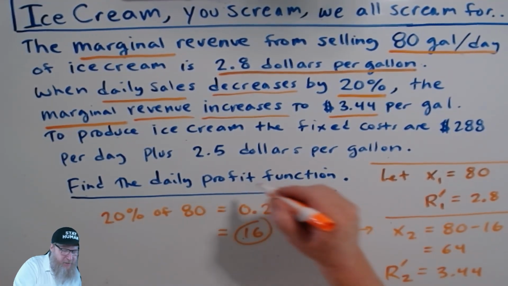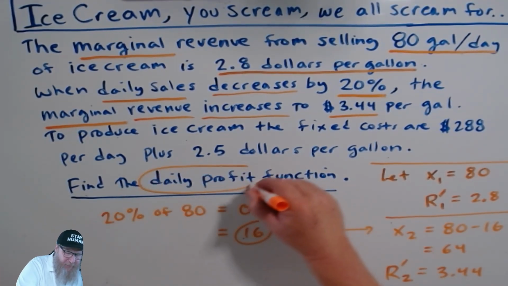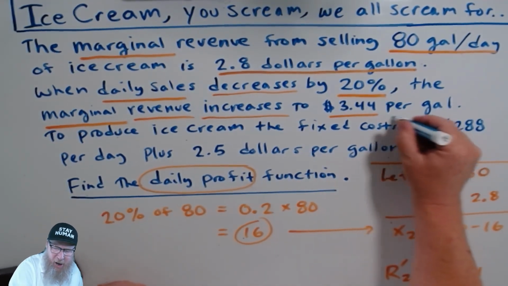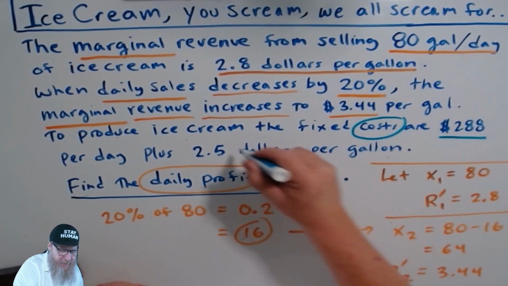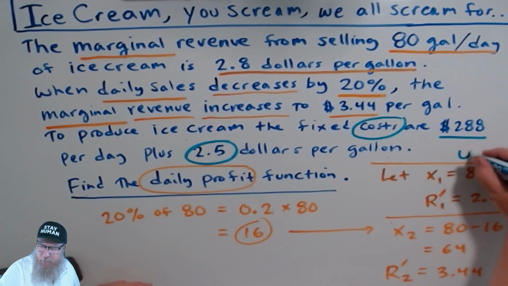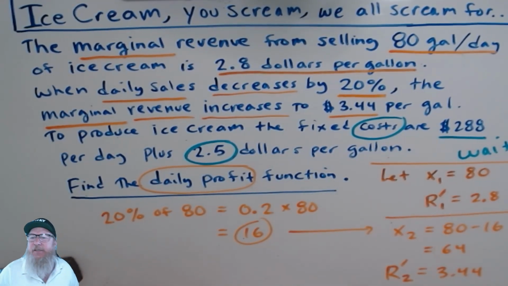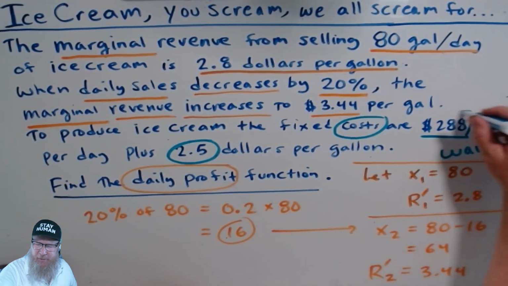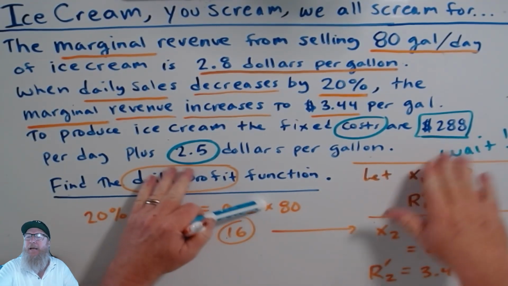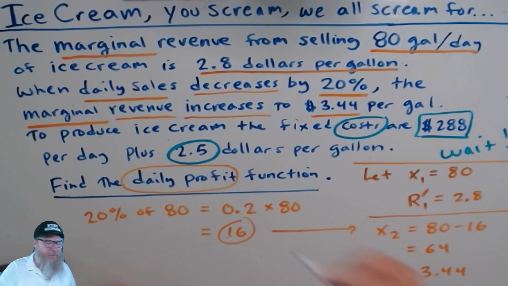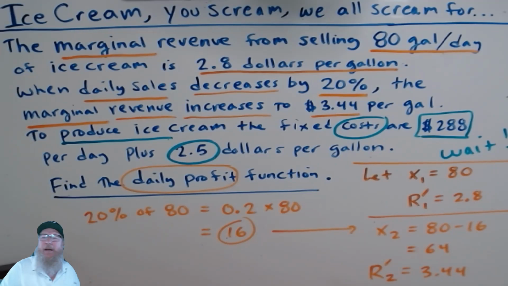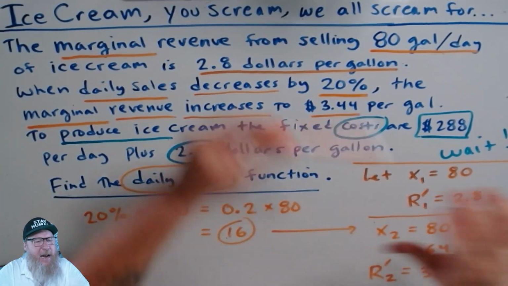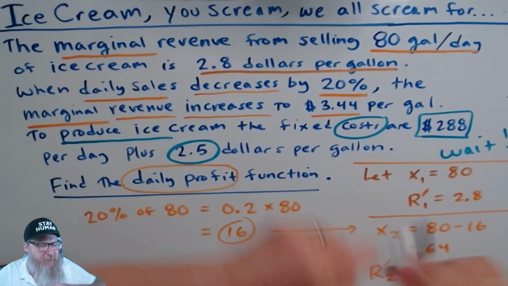Now our goal is to find the daily profit function. So we're going to need to analyze the cost. Let's go ahead and wait on the cost. Let's find the revenue first. We don't want to put in these production costs quite yet. We have to make some revenue first.